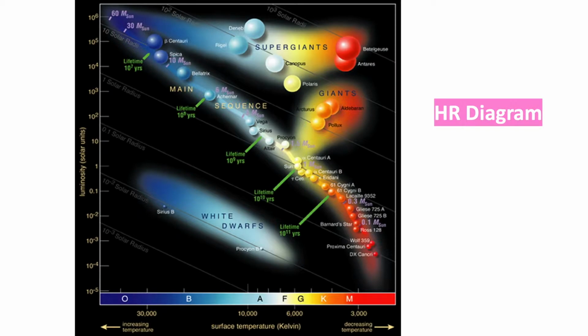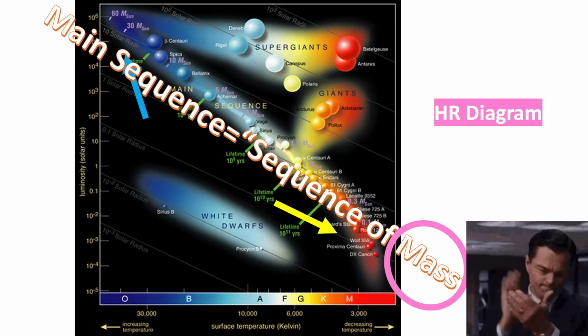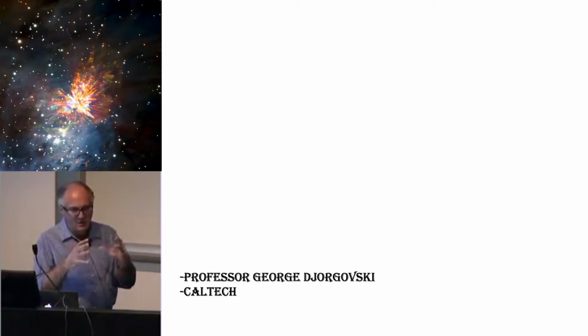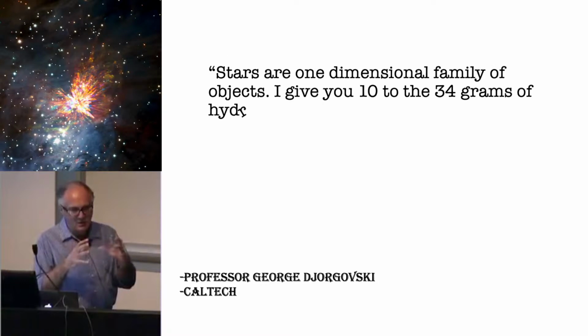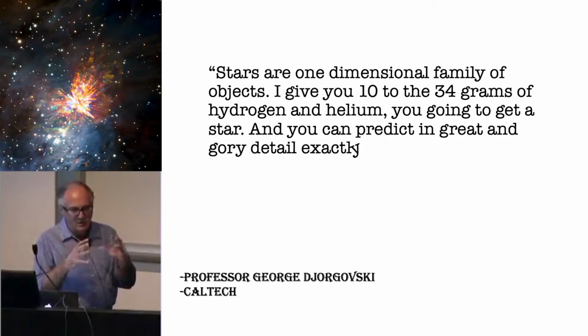From the HR diagram, we can see that the main sequence is really a sequence of mass. The lowest mass stars are the coolest and least luminous, while the highest mass stars are the hottest and most luminous. And it turns out that mass is by far the single most dominant parameter that determines all properties of stars. Essentially, we can say, as Professor George Gofsky from Caltech puts it, stars are a one-dimensional family of objects. I give you 10 to the 34 grams of hydrogen and helium, you've got a star. And you can predict in great and glorious detail exactly what is going to happen to it.